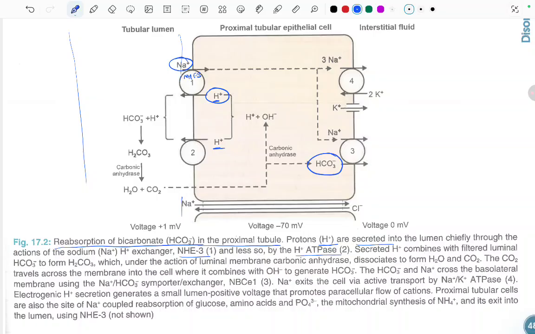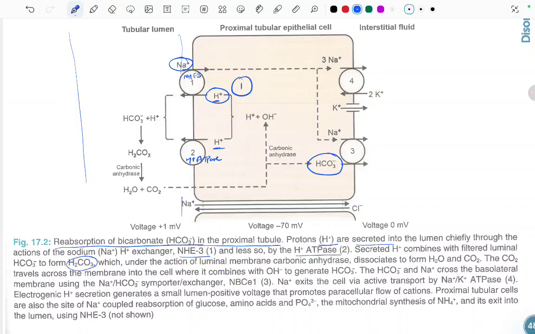Which one is the second one? H plus ATPase. But more hydrogen into the lumen is secreted by the sodium hydrogen exchanger. Okay, fine. This happened, that hydrogen is secreted into the lumen. This is the first step. Okay. Second, what else? The secreted hydrogen combines with the filtered luminal bicarbonate to form H2CO3.